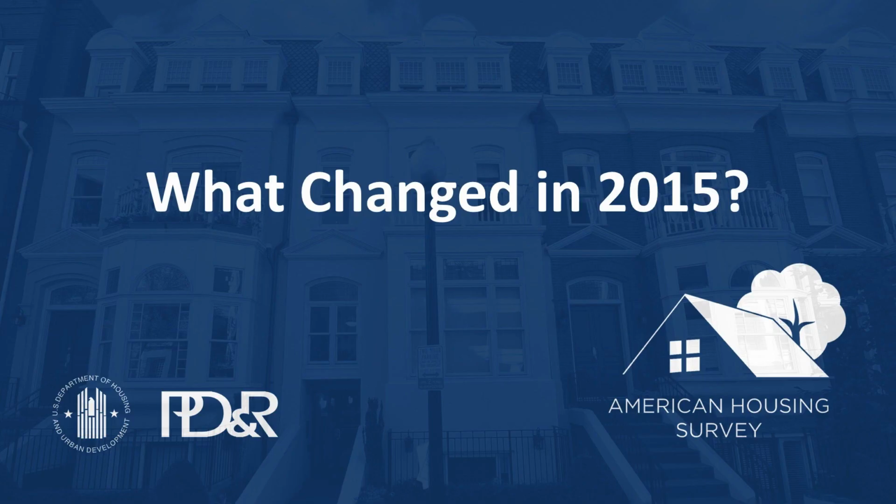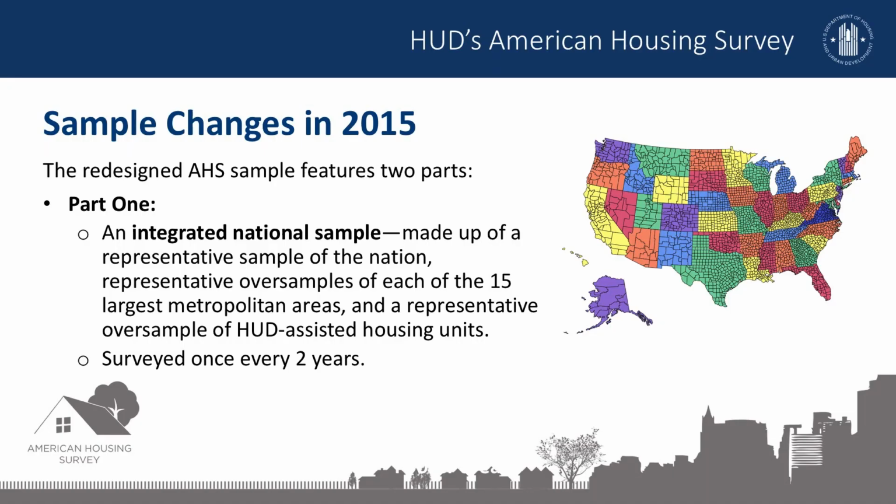Now, let's take a closer look at how the AHS sample design changed in 2015 and what that means for PUF users like you. In 2015, for the first time since 1985, HUD and Census drew an entirely new sample for the American Housing Survey. The redesigned AHS sample features two parts. Part 1 is an integrated national sample made up of a representative sample of the nation, representative oversamples of each of the 15 largest metropolitan areas, and a representative oversample of HUD-assisted housing units.